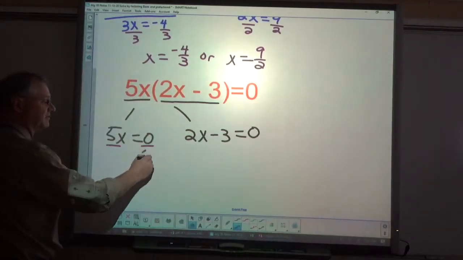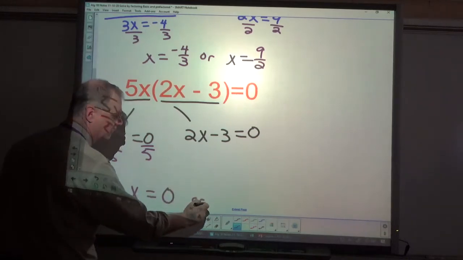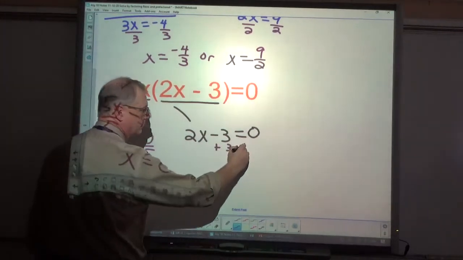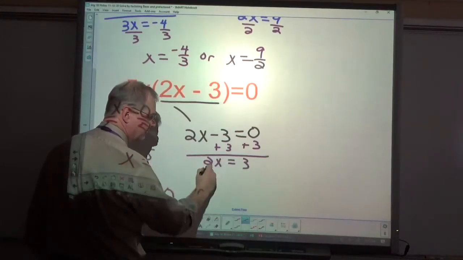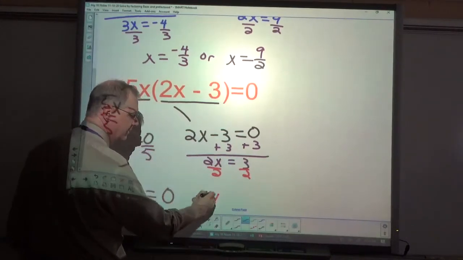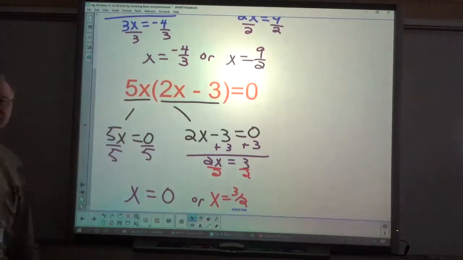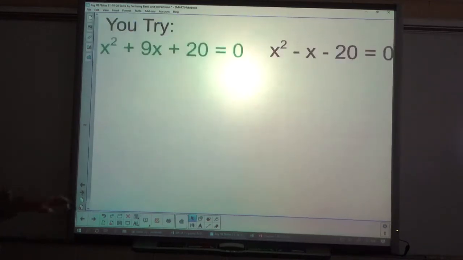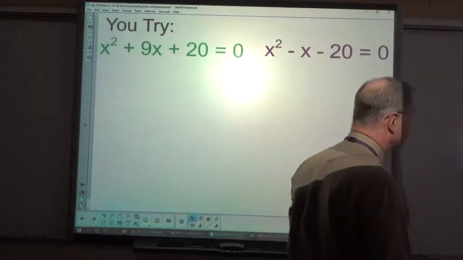Here I'll divide both sides by 5. x is 0, or I'm going to add 3. 2x equals 3. Divide by 2. x equals 3 halves. Now 3/2, we know that's 1.5, so either one would be just fine. All right, so these are basic factoring. You give them a try and see what you can do. Go ahead.